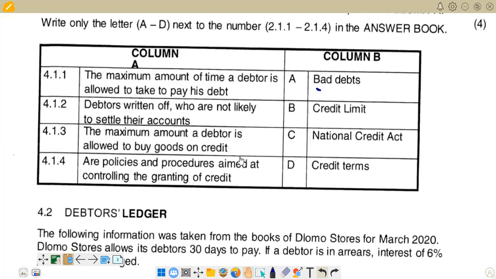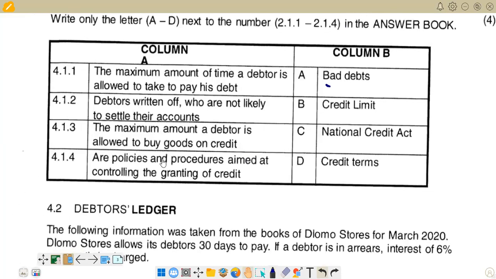On 4.1.4, it reads policies and procedures aimed at controlling the granting of credit. Obviously, we have got one that is left there, which is the National Credit Act, and this also explains what we have in terms of 4.1.4. Policies and procedures aimed at controlling the granting of credit. This is the National Credit Act. The National Credit Act also regulates consumer credit and consumer information in South Africa.